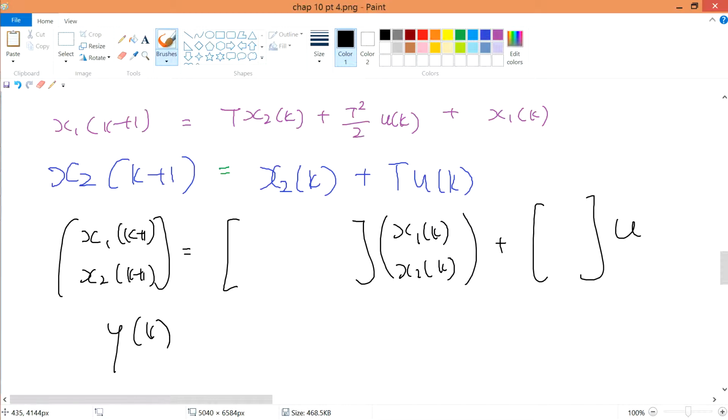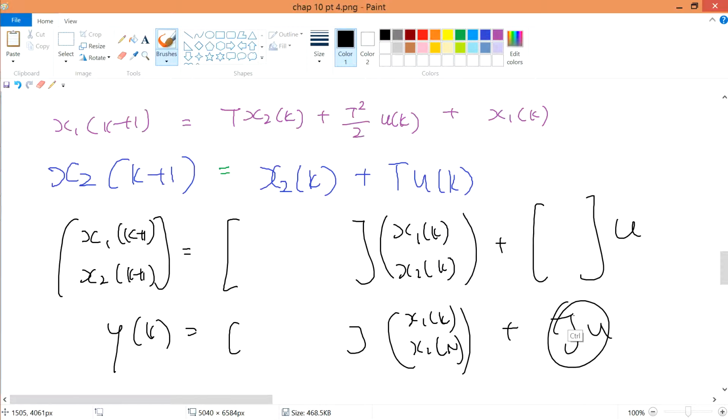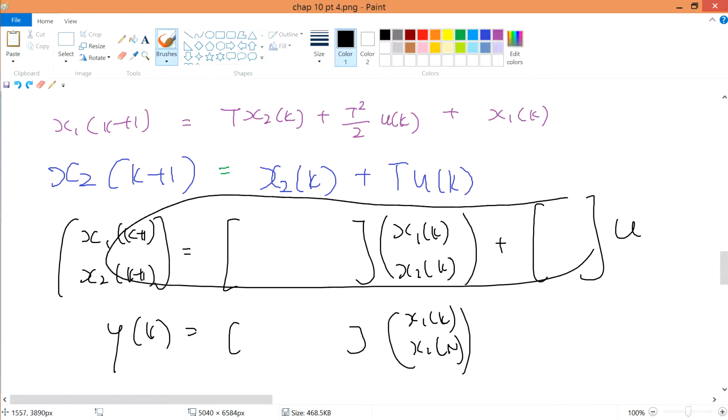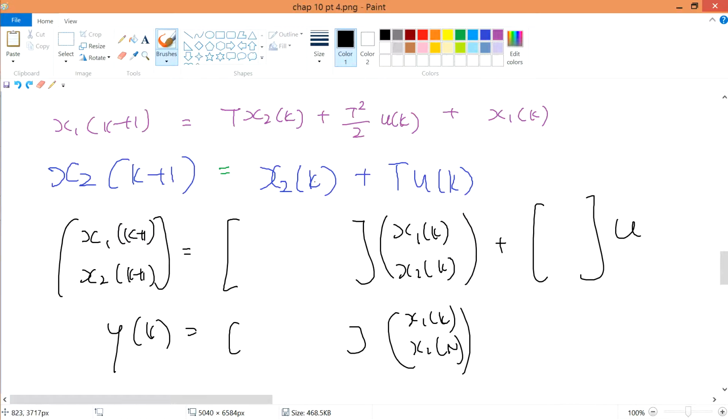And then I have a y k is equals to something, and then x1k, x2k. Alright, that's all. Plus ju, while this j is 0, still remember? So in other words, I'll just write in terms of this form. This is a standard way of doing this state space, remember?